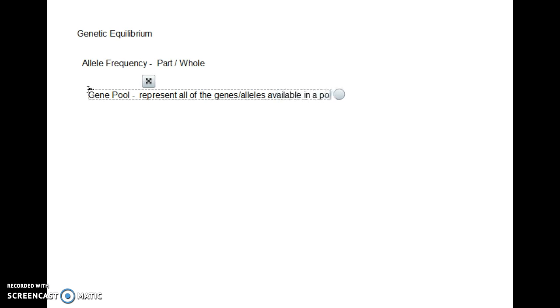So frequency is going to be part over a whole. Very much your math background, hopefully that makes sense: if you want to figure out a percentage of something, it's part over whole. Basically the same idea as frequency. And in a population, we have what is known as the gene pool, and that is going to represent all of the genes and alleles available in a population.